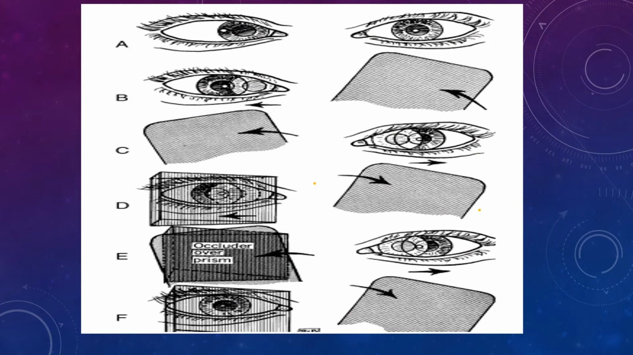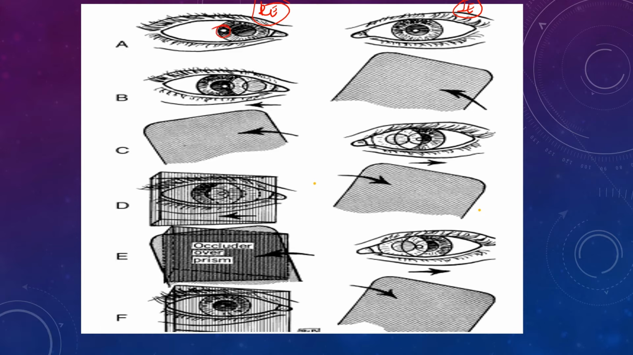So let us see how we carry out this prism cover test. Suppose this is the patient that we want to test. In figure A, you can see that the right eye is showing what? So if you're looking at the patient always, this is your right eye and this is your left eye. Okay, I hope that is clear to you. So in the right eye, you can see that there is an esotropia.